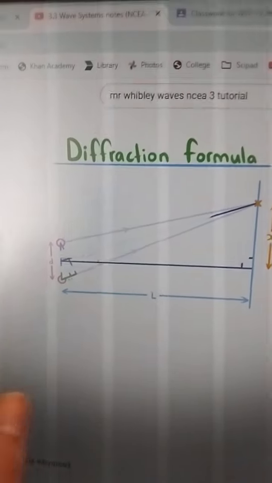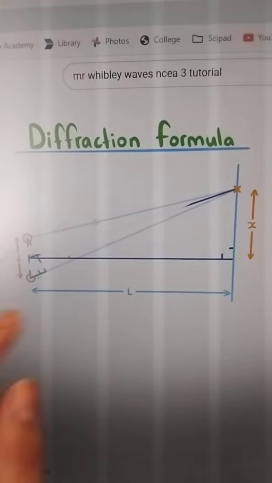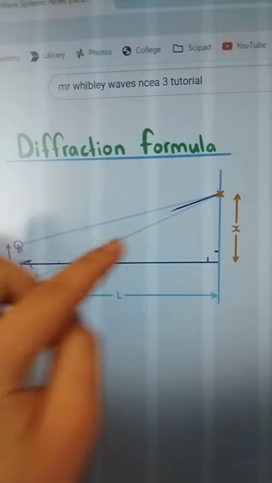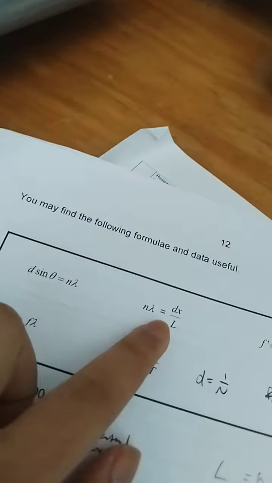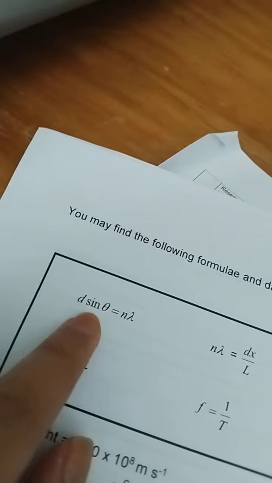As a slow learner, I know exactly how it feels to not know which formulas to use for the NCEA 3 waves exam, so I'm going to help you. If you're given any question that looks like this, and the angle is smaller than 10 degrees, then you can use this equation. Otherwise, if it's larger than 10 degrees, you use this equation.